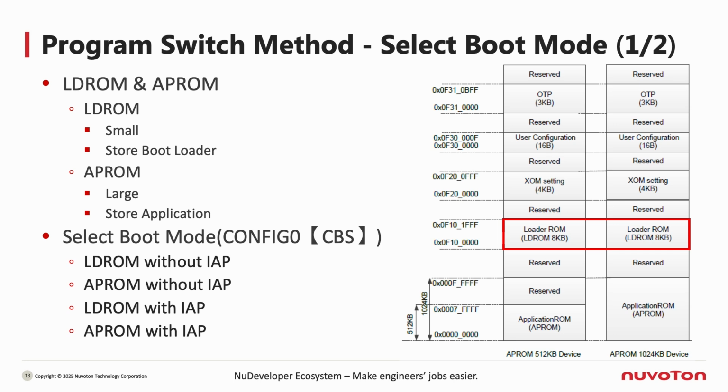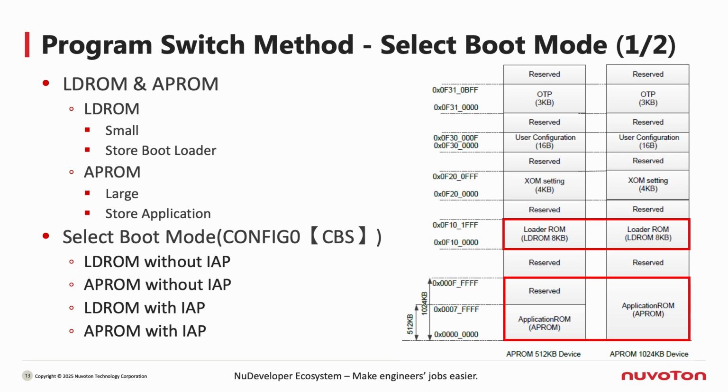From the figure, you can see that the M460 series LD-ROM has 8K, and the starting address is 0x0F100000. AP-ROM has a larger space and is used to store user applications. Of course, you can also put both the bootloader and the application in the AP-ROM. The AP-ROM of the M460 series has 2 types, 512K bytes and 1024K bytes. The physical starting address of the AP-ROM is 0x00000000. The boot mode is saved in the CBS bits of config 0.